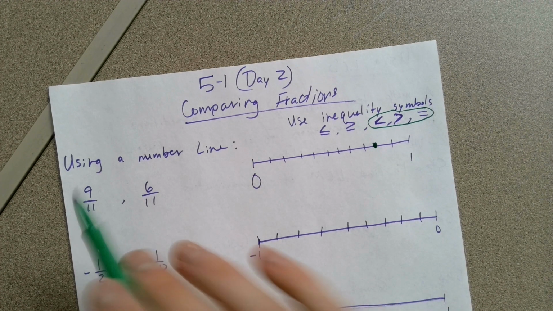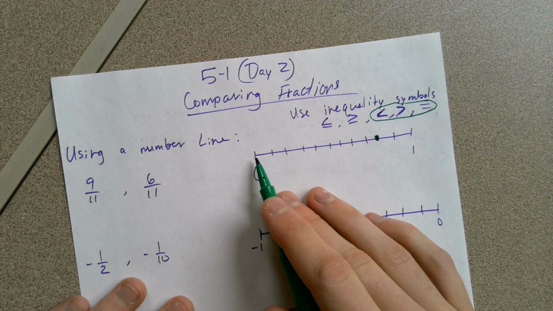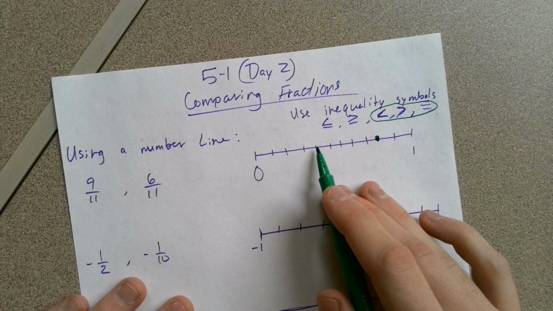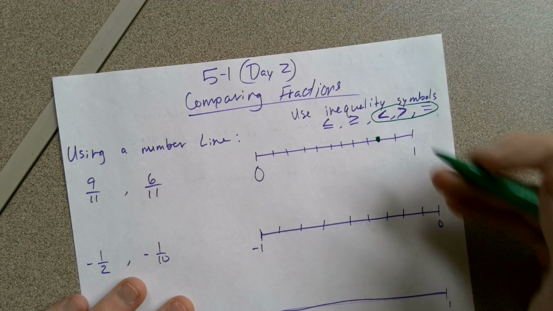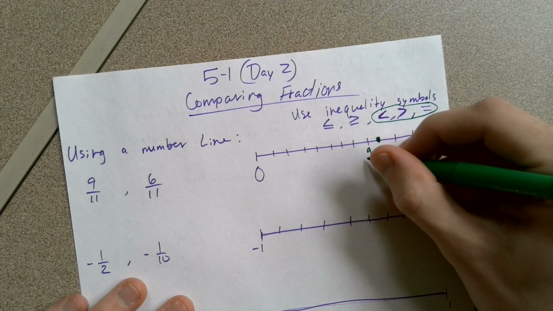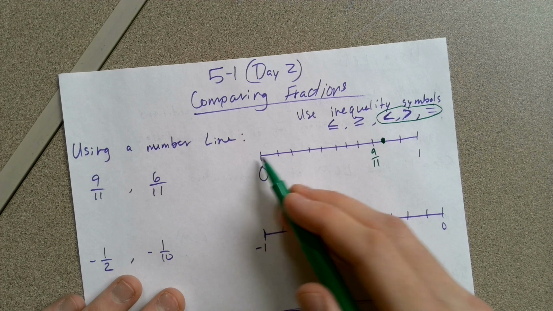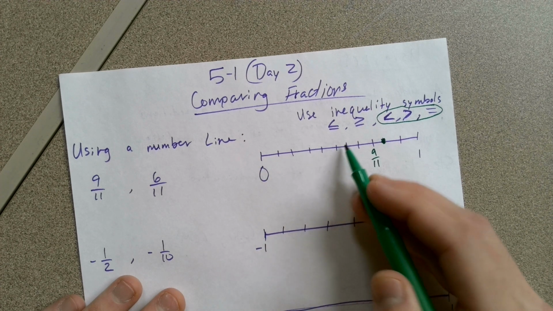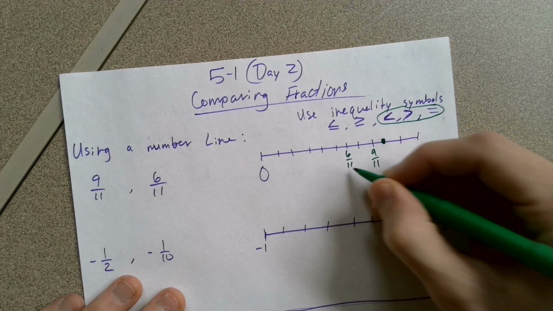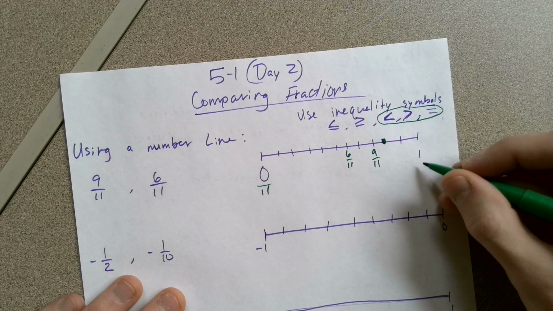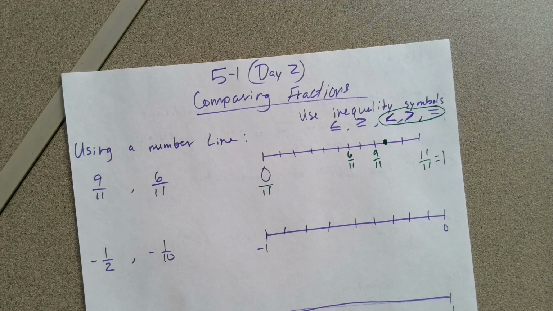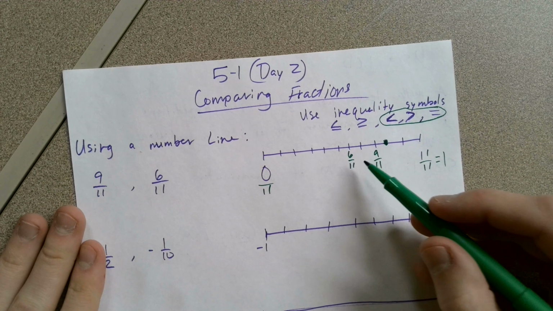All right, so 9/11ths I'm going to put on here. I'm going to count 1, 2, 3, 4, 5, 6, 7, 8, 9. This is going to be where my 9/11ths is. 6/11ths, I'm going to go 1, 2, 3, 4, 5, 6. I know that this would be 0/11ths and this would be 11/11ths, which is equal to 1.